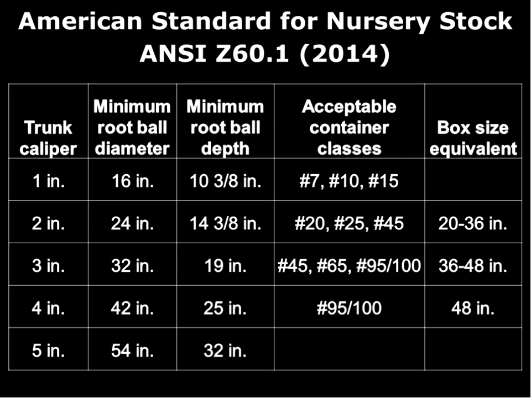So for ball and burlap, in the second column we've got minimum root ball diameter, and minimum root ball depth in the third column. And in the fourth column, you've got acceptable container classes. I kind of like the old standards better. They had a minimum container size, and in the old standards the minimum for a 3-inch diameter tree was 45 gallons, which to me is too small. It's still listed here as the minimum, but really those things should be in a bigger size container.